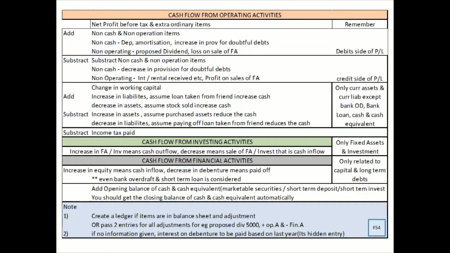What did I tell you? Cash flow statement, from where do you start? Net profit, because it's an indirect method. And net profit, from where do you get? In the balance sheet. You're talking about a company balance sheet. So in a company balance sheet, net profit is kept under the head reserves and surplus.